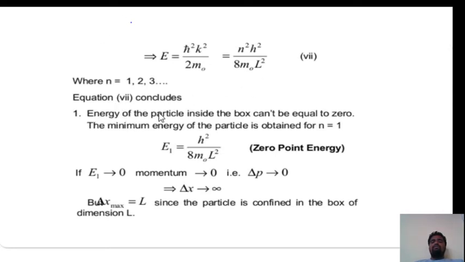This equation concludes that the energy of the particle inside the box can't be equal to 0. The minimum energy of the particle is obtained for n equal to 1. If I substitute n equal to 1, we get E1, the minimum energy. That energy we call zero point energy. E1 is equal to h square divided by 8 m naught L square. This energy we call the ground state energy.